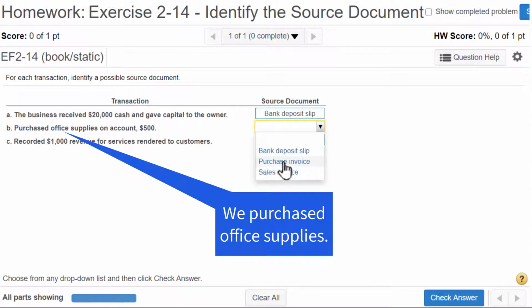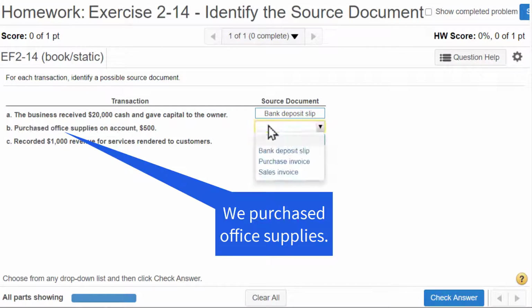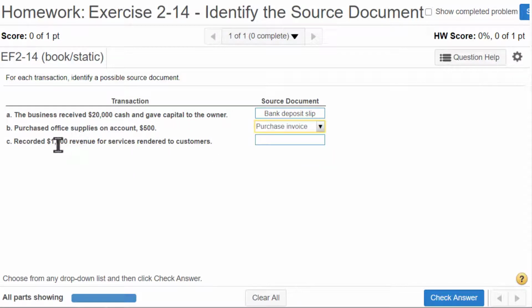So when it says a purchase invoice, that means we did the purchasing. If it says sales invoice, that means we did the selling. So in this transaction where we purchased office supplies, is that a purchase invoice or a sales invoice? That's a purchase invoice. So on that piece of paper it would say what type of office supplies we bought, who we bought it from, which is critical because we have to know who we owe the money to, etc.